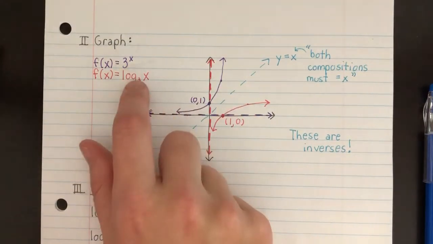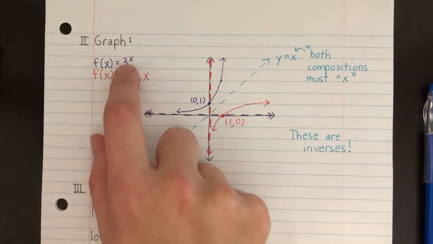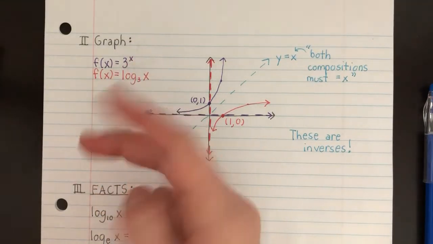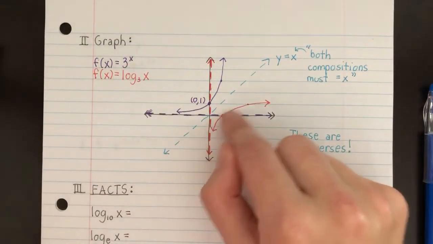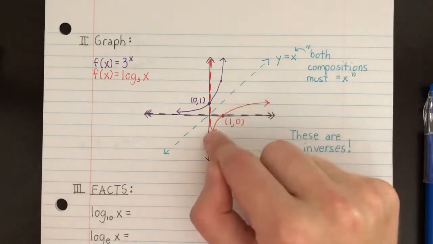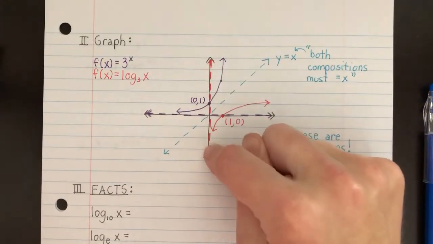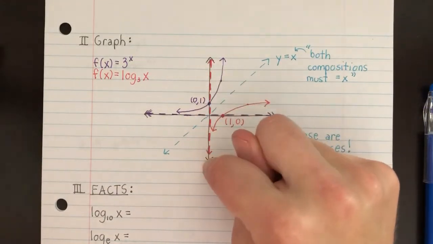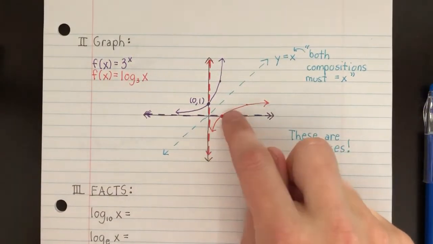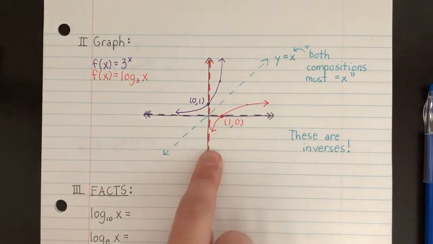So when the bases are the same, and you have an exponential and a log, those two graphs are inverses of each other. Likewise, similarly, I guess I should say, with the log graph, we do have an asymptote, but it is on the y-axis. Okay, so at x equals 0, this graph will never touch, never cross this asymptote here in red.